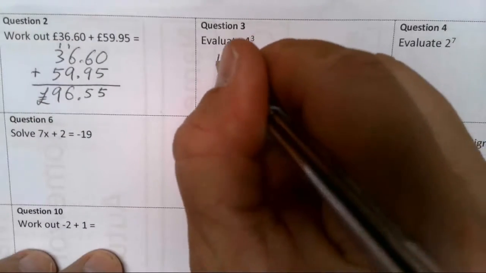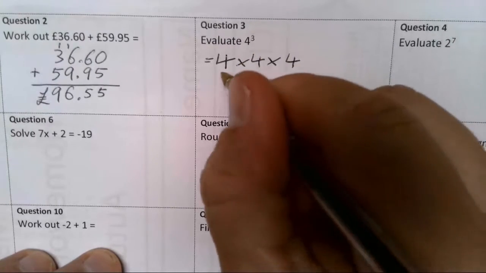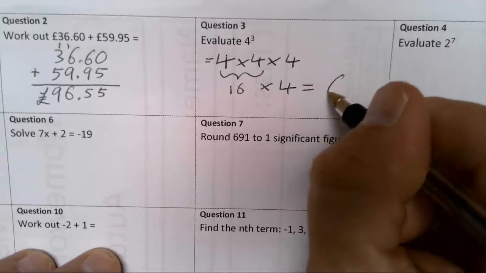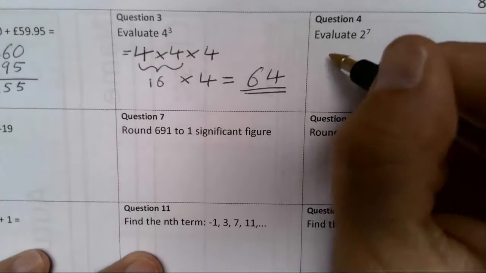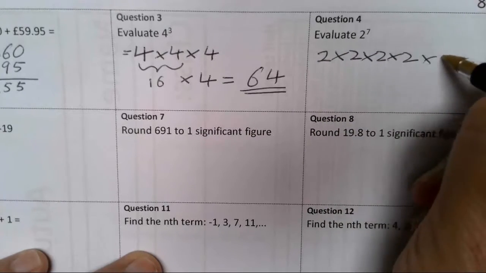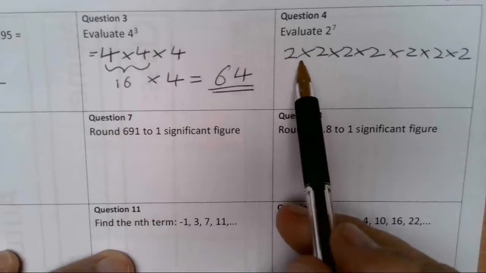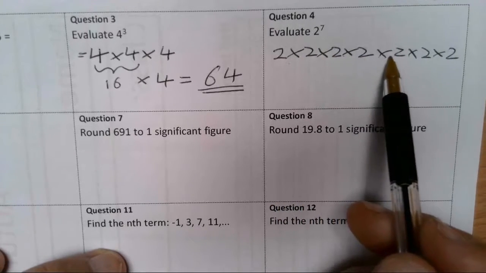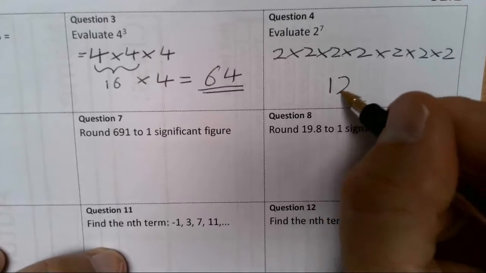Question 3. 4 cubed equals 4 times by 4 times by 4. 4 times 4 is 16, and that then times by 4 gives me 64. Question 4. 2 to the power 7 is 2 times by 2 times by 2 times by 2 times by 2. 1, 2, 3, 4, 5, 6, 7. Now let's do it. 2, 4, 8, 16, 32, 64, 128.